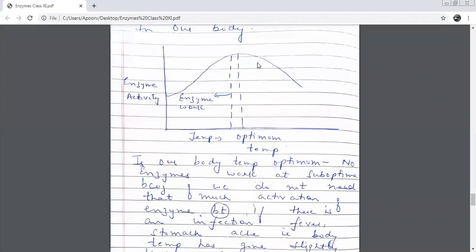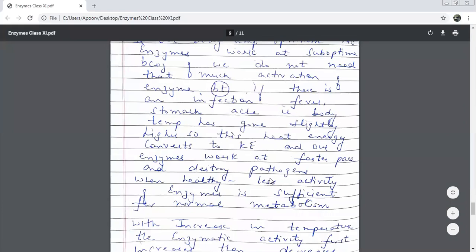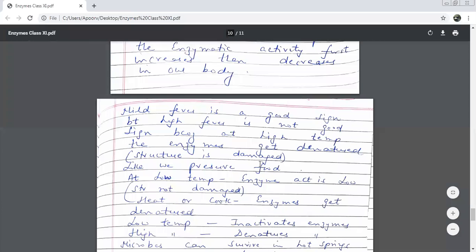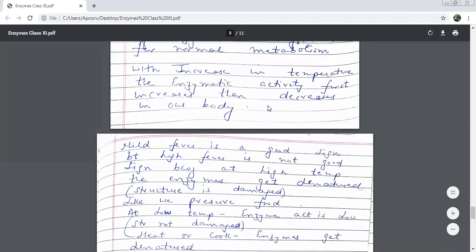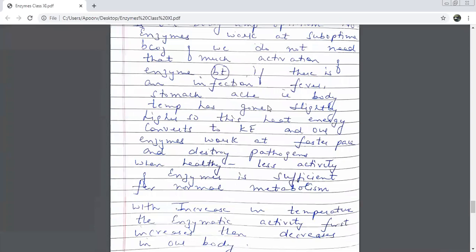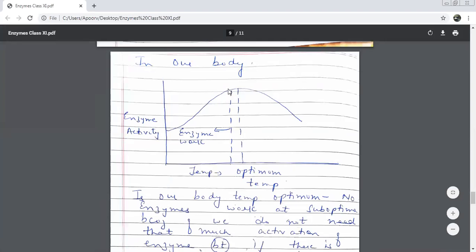So we have seen this graph trying to explain that in our body temperature, enzymes work at an optimum temperature. See, with increase in temperature, the enzymatic activity first increases and then decreases. Why do you think it will increase and then decrease? Supposing it has come up to here, beta, to the optimum. After this, enzyme activity is decreasing again. If you see the graph, can anybody tell me why?